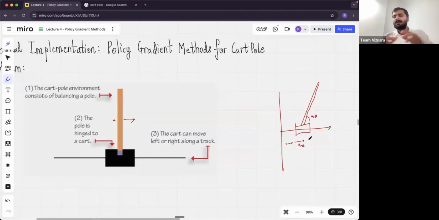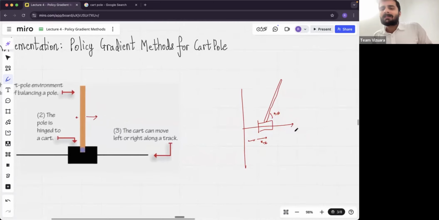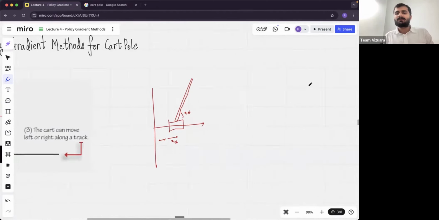So the state is going to be a vector of four values, and the action is going to be just either 0 or 1, which is left or right. And my objective is to create a policy which can allow me to stabilize or move this cart in a way such that the cart does not fall over. That is my main objective.